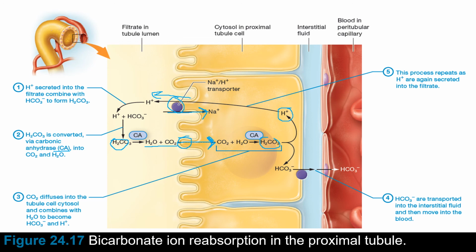You see some more bicarbonate here, and this hydrogen is the side product. So once this bicarbonate is created, it's going to diffuse across the interstitial fluid back into the bloodstream, while this hydrogen that's been created is going to be kicked back out and start the whole process all over again.